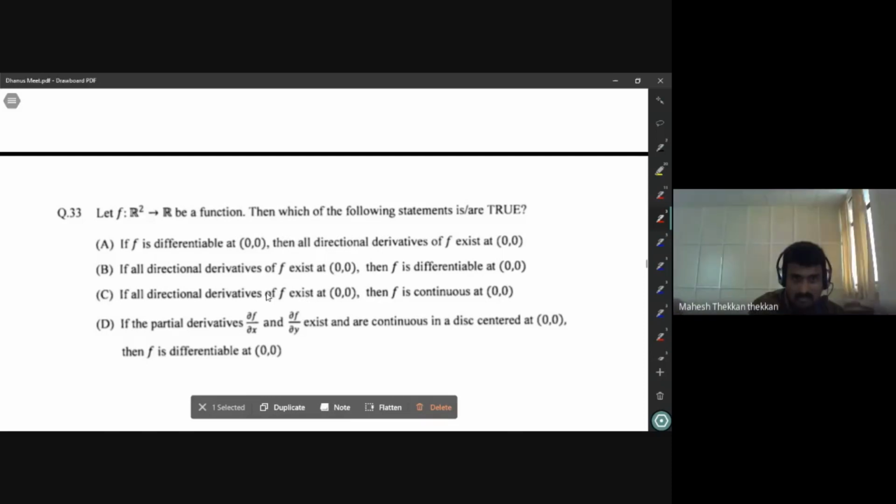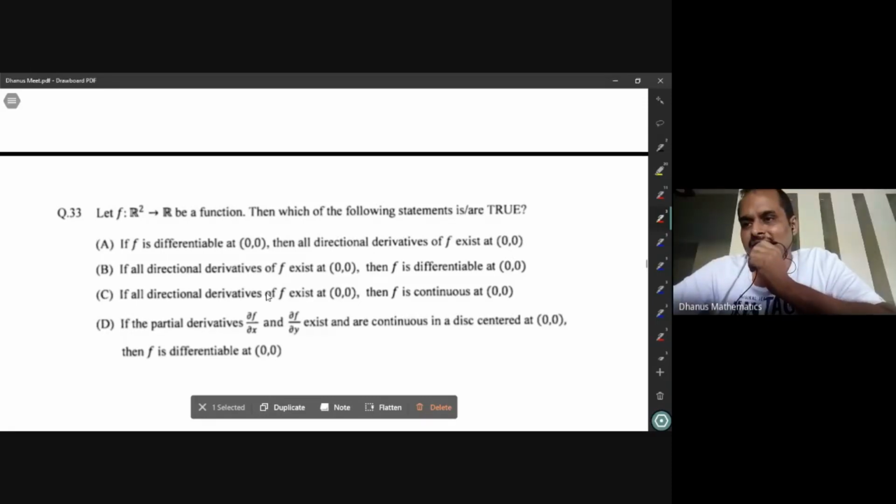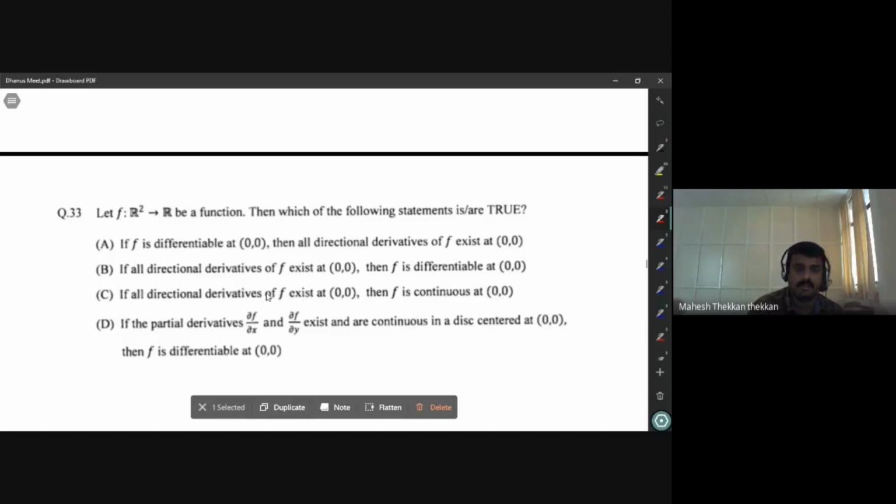If suppose a function is differentiable, then all the directional derivatives of f exist at (0, 0). That is property 2. I have said that property. Many of them are commenting in the chat box that A and D are correct. Yes, that is correct. If the partial derivatives exist and are all continuous, then f is differentiable at (0, 0). So the first option is saying that if f is differentiable at (0, 0), then all the directional derivatives will exist.